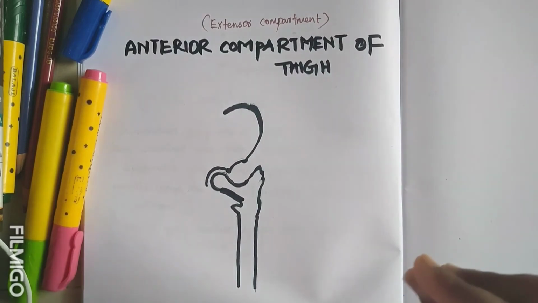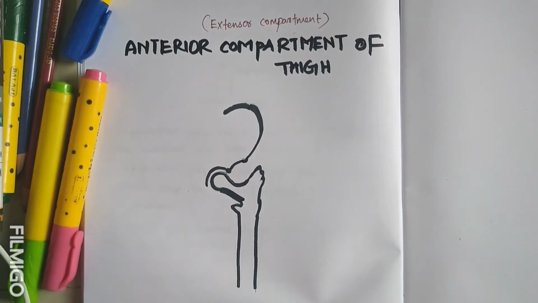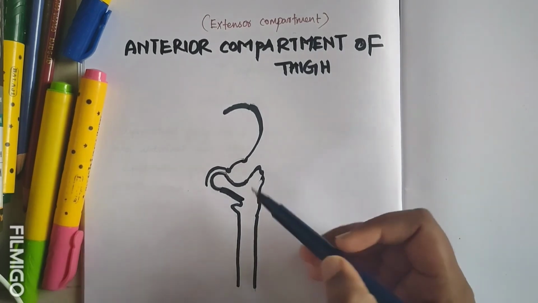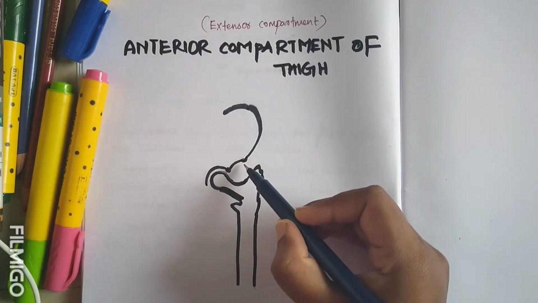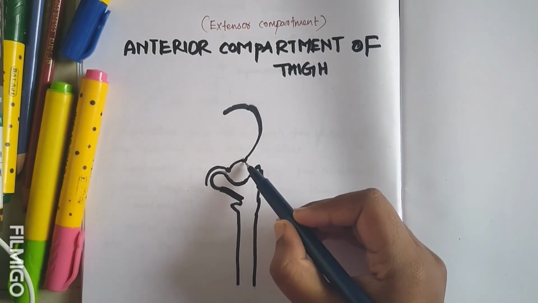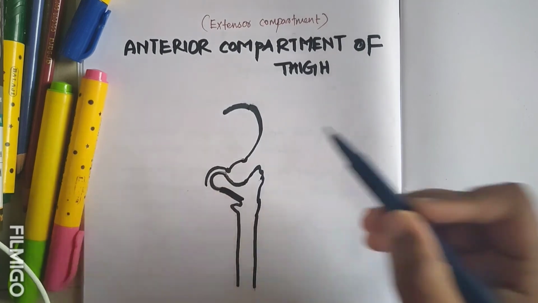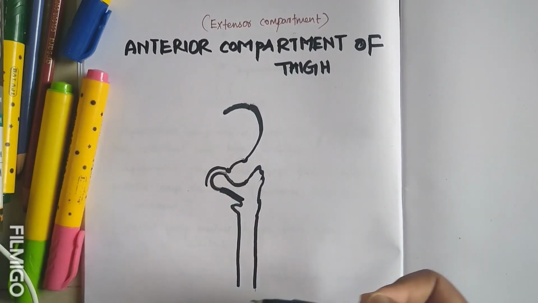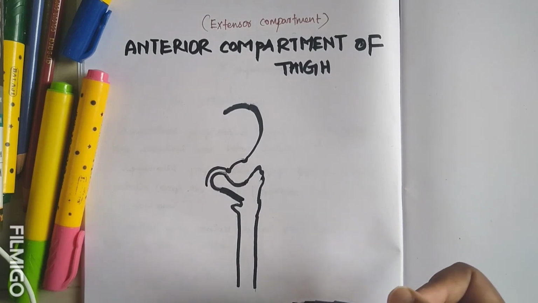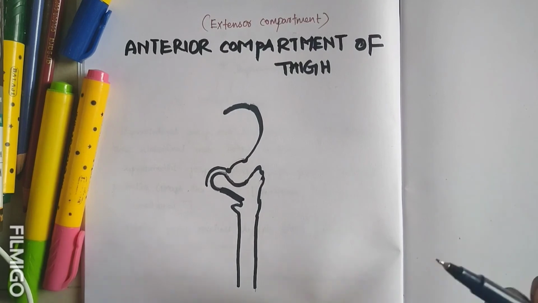We are going to see the sartorius muscle. Sartorius muscle origin: it originates from the anterior superior iliac spine and is inserted in the upper end of the shaft of tibia, on the medial surface of the upper end of the shaft of tibia.